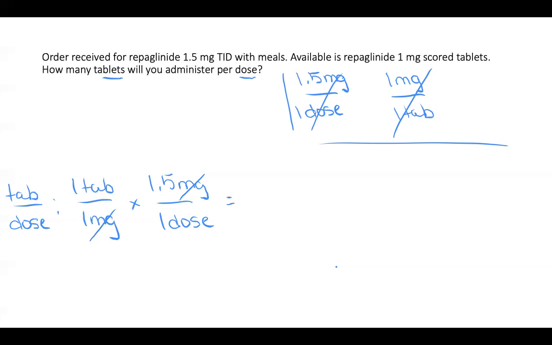And I'm going to do my math straight across top, straight across bottom. Okay, so I'm going to take 1 times 1.5, which is 1.5, and 1 times 1, which is 1. And then I'm going to divide 1.5 by 1. Okay, 1.5 divided by 1 is 1.5. And then my units of measure is how I'm going to end my answer. And those are always going to be right here. So 1.5 tablets per dose.